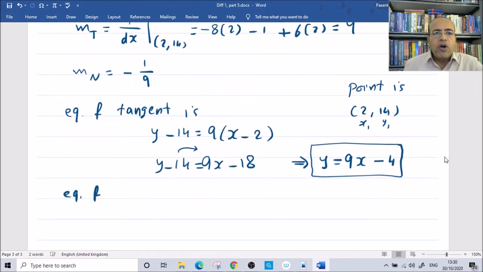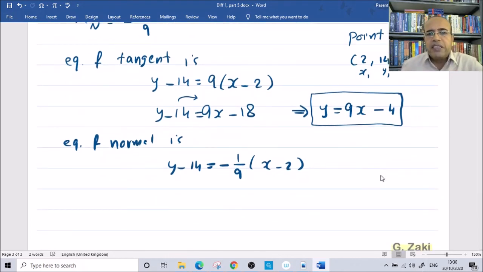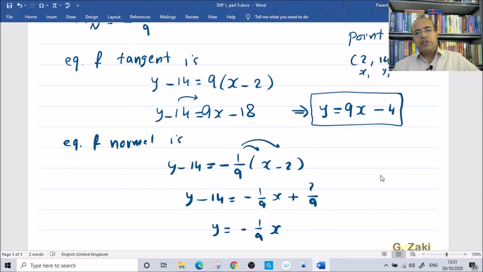So the equation of normal is y minus 14 equals the gradient of normal, which is negative 1 over 9, times x minus 2. It is the same equation as tangent, but we flip and change the sign of the gradient of tangent. Distribute negative 1 over 9 over the bracket. So y minus 14 equals negative 1 over 9x plus 2 over 9. Shift 14 to the other side. So for the equation of normal, we write 2 over 9 plus 14, it's 128 over 9.